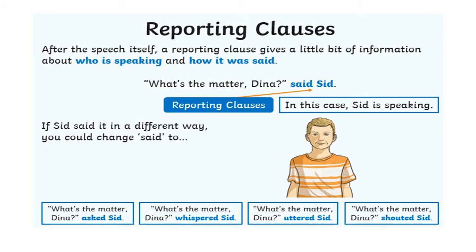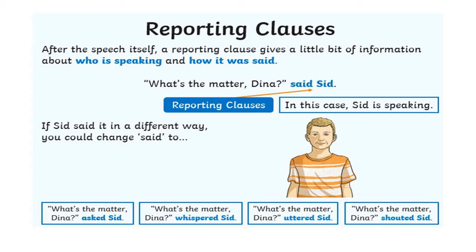So what is a reporting clause? After the speech itself, a reporting clause gives a little bit of information about who is speaking and how it is said. For example, "What's the matter, Diane?" said Sid. The reporting clause is said Sid. In this case, it identifies that Sid is speaking.